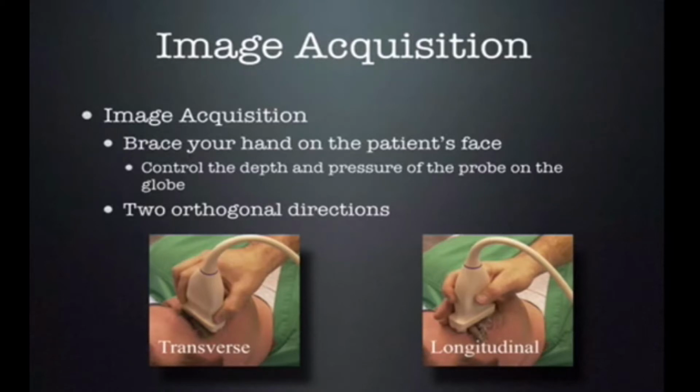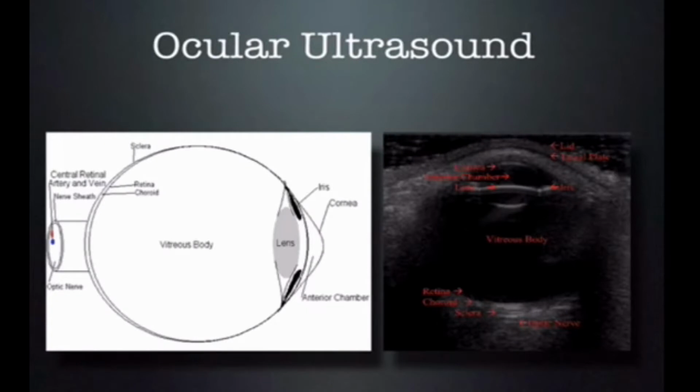Generally, you only need one view as long as you pan all the way through. However, I generally try to look at the eye using both transverse and longitudinal so that I don't miss anything. Make sure to brace your hand on the patient's face so that you can gauge how much pressure you're placing on the eye through the transducer.